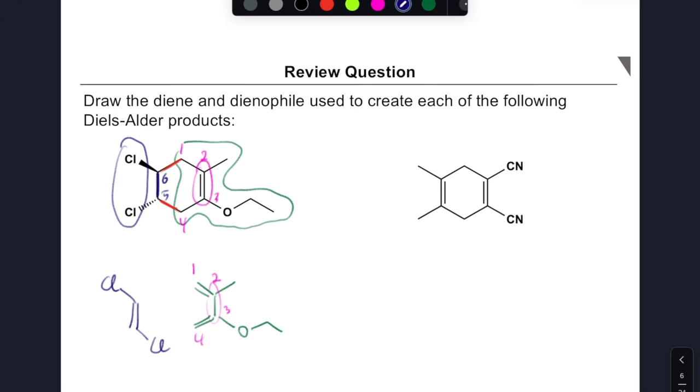Now in the second case, it's a little bit more difficult because you notice there are 2 pi bonds left over. So you could imagine either splitting it this way, this is your diene, or split it this way, and this is your diene. Now, because what we're trying to do is focus on something where electron donating groups are on the diene, I'm going to opt for this way.